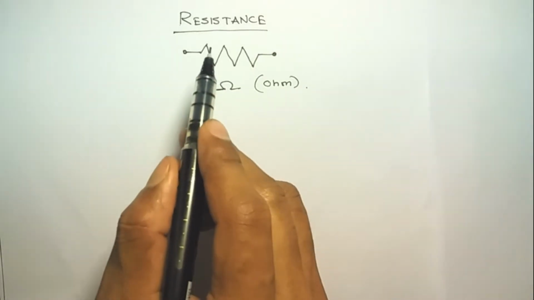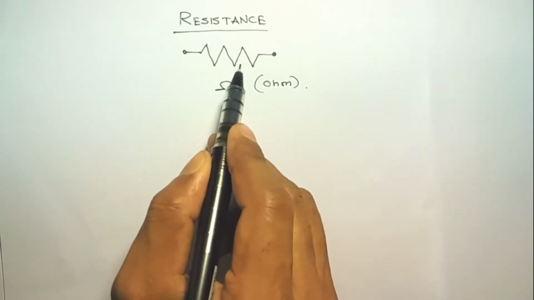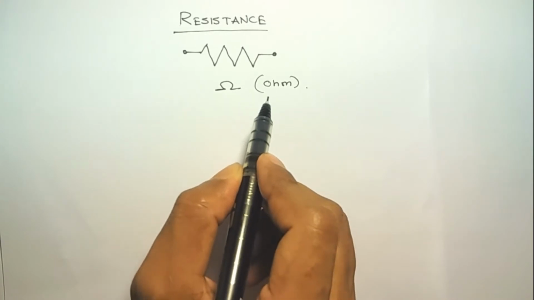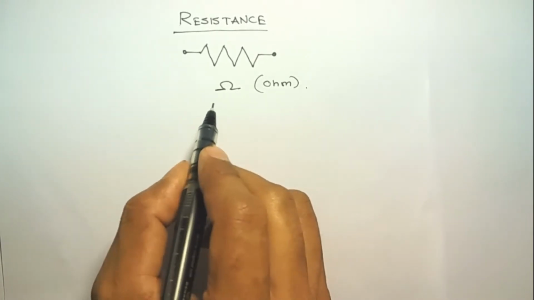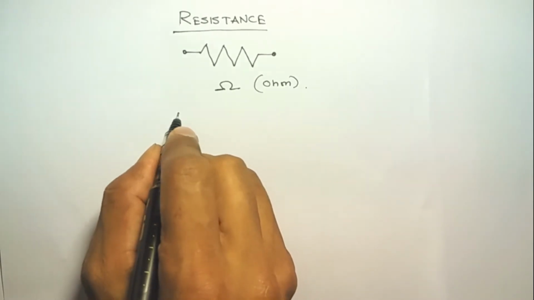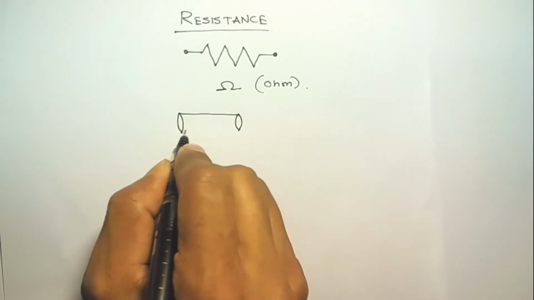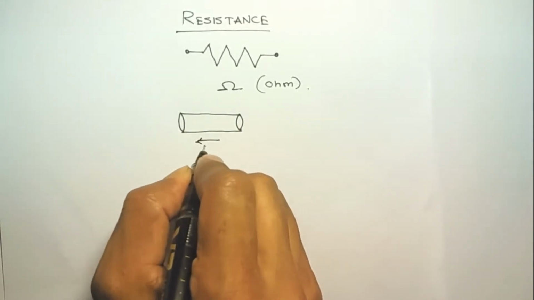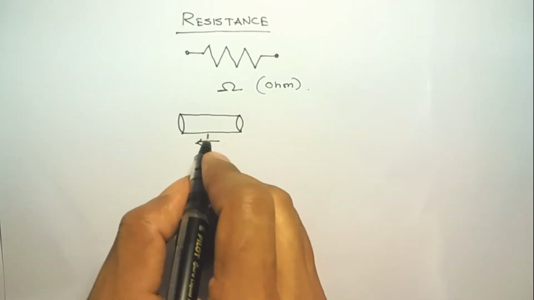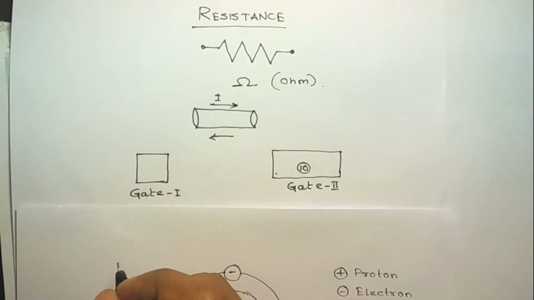Hello everyone. In this video we shall be discussing resistance. This is the symbol of resistance and this is the unit of resistance, ohm. Resistance opposes the flow of the current in a conductor. This is a conductor. So resistance will oppose the flow of the current. This is the direction of the current.